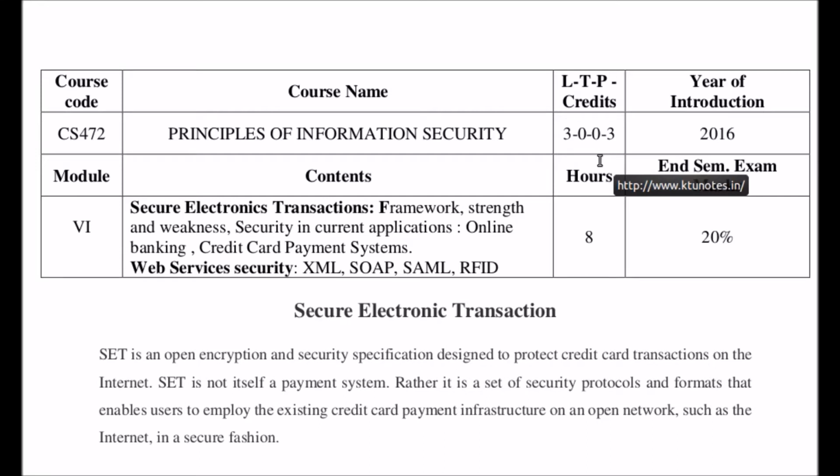Hi, this session is about Module 6 of Principles of Information Security CS 472. We have two sessions. First is about secure electronic transaction, where we are learning about the framework, strength and weakness and security of SET. Then about online banking and credit card payment system. There also we need to consider security aspects. The second part is about web service security, which includes XML, SOAP, SAML and RFID.